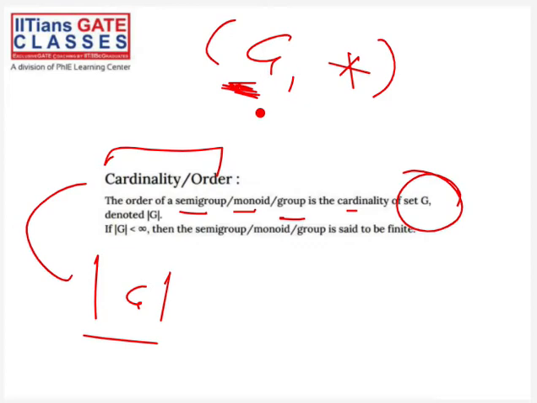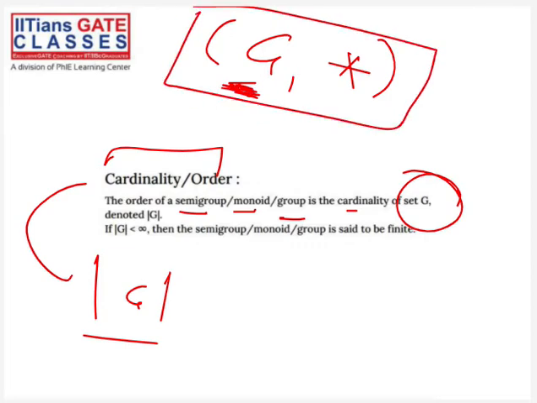In that case, we will say that the order of this pair, because this pair may not be a group, this pair may be a monoid, a semigroup, a group, or an abelian group, whatever it is, we can say that the order of (G, star) is nothing but the number of elements in G. Of course, if G is infinite, then we will say that the order of (G, star) is infinite. Okay, this is the definition, a very simple definition: cardinality or order of a group.